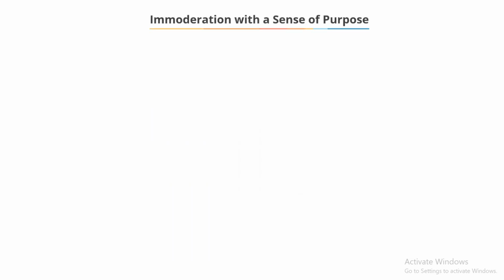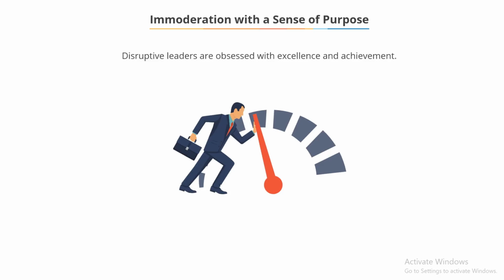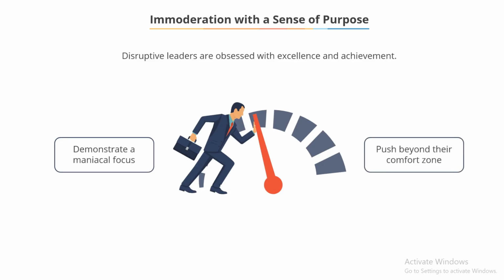Now, let's look at the next trait, that is, immoderation with a sense of purpose. Disruptive leaders are obsessed with excellence and achievement. They demonstrate a maniacal focus and push the boundaries of the envelope beyond the comfort zone to fulfill a purpose.